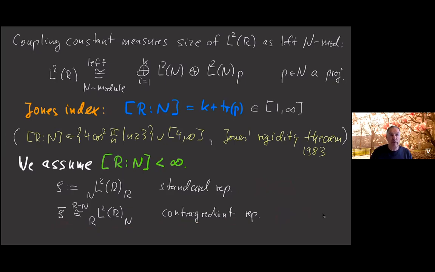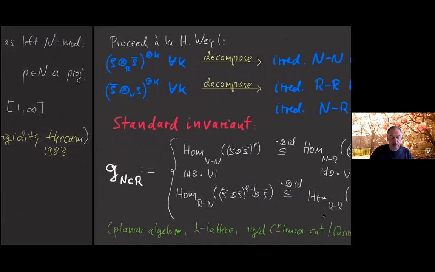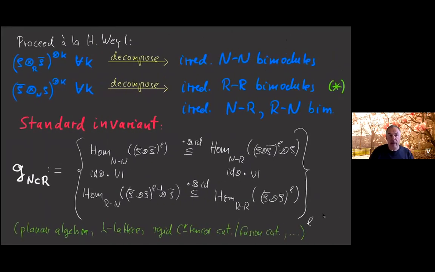And then what you do is you proceed a la Hermann Weyl, you tensor them together, and you decompose into irreducibles. So for instance, you take L2 of R, which is an NR bimodule, and L2 of R as rho bar, an RN bimodule. You can take the bimodule tensor product over R, then you can take tensor powers of this guy over N now, and all of these guys will be NN bimodules, and then you can decompose them into irreducibles, and you get a whole bunch of irreducible NN bimodules, right?